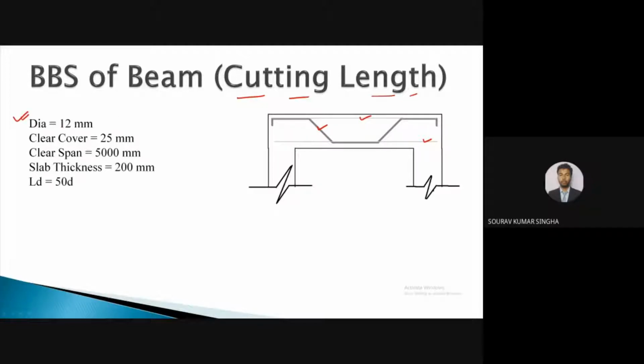That means the diameter of the bar, the clear cover, the clear span, the slab thickness, and the LD. LD is the development length, and we can calculate the value of LD using the Indian Standard Code, that is IS 456 2000. So let's see in the code how we can determine the value of this LD. Then I will come to this particular thing.